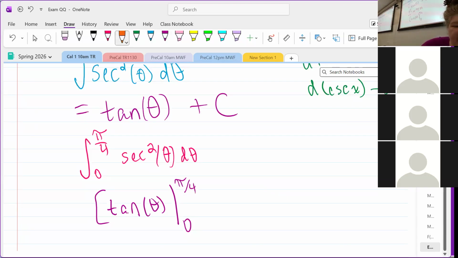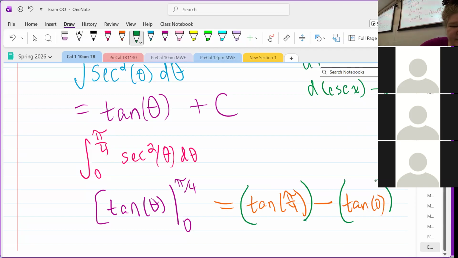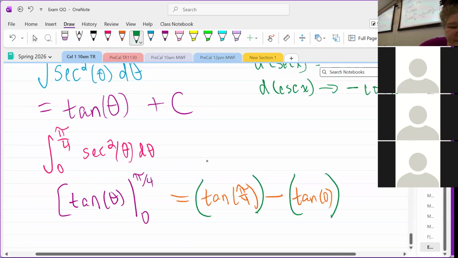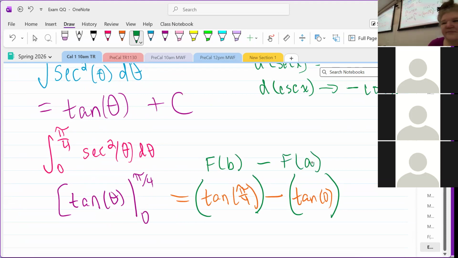So now to evaluate this, I plug in my top value, so that is the tangent of pi over 4, minus, I plug in the bottom value, the tangent of 0. So this was our fundamental theorem of calculus result, capital F of B minus capital F of A, where capital F was our antiderivative formula. The top value evaluated in there minus the bottom value evaluated in there.